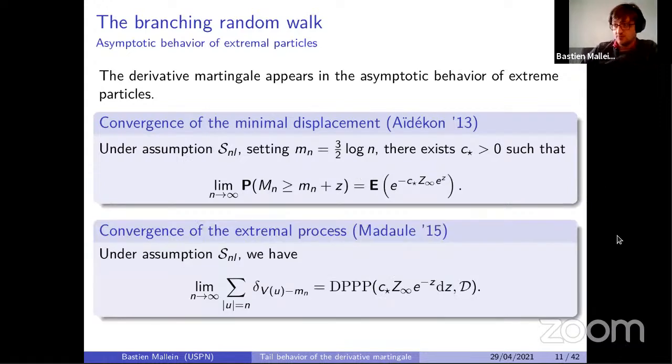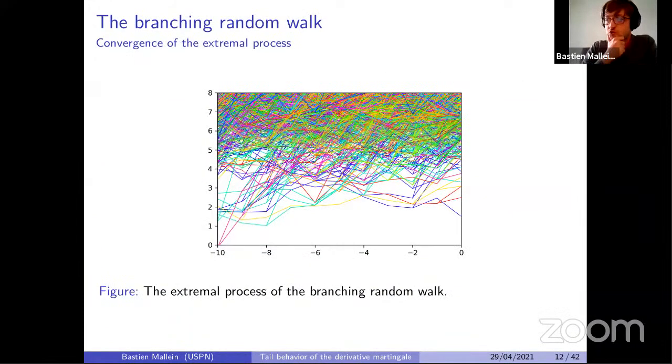Madaule extended the result of Aïdékon and showed that under the same conditions, the extremal process of the branching random walk, that is, all positions of all particles at time n seen from the bottommost particle, converges to a decorated Poisson point process with intensity given by some constant, the same as this one, multiplied by the limit of the derivative martingale times e^z dz, and decorated by independent decorations. Maybe I can try to picture it.